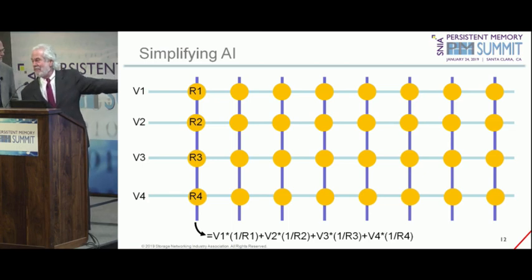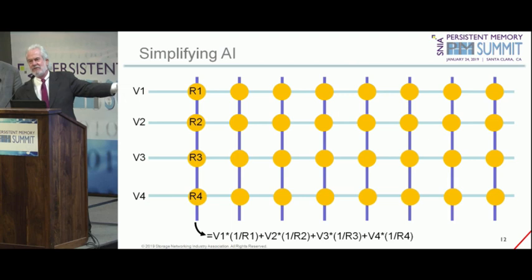Some of you in the back might not be able to see, but there's an equation at the bottom that says the voltage coming off the bottom of this vertical line is V1 times the reciprocal of R1 plus V2 times the reciprocal of R2. It's just a very simple polynomial equation. You get one of those polynomial equations for every single one of these columns.